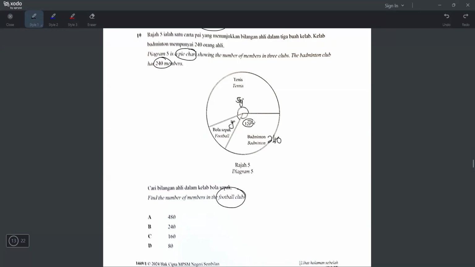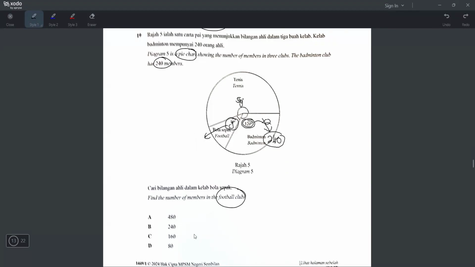Do you realize 120 degree is 240 members, right? It means how can you convert degree to number? How can you convert the angle to number of members? You times 2, right? That means if I want to find the number of members in the football club, it will be y times 2, which is 2y. But first, we need to find out what y is, then only we can know which of A, B, C, D is the answer.